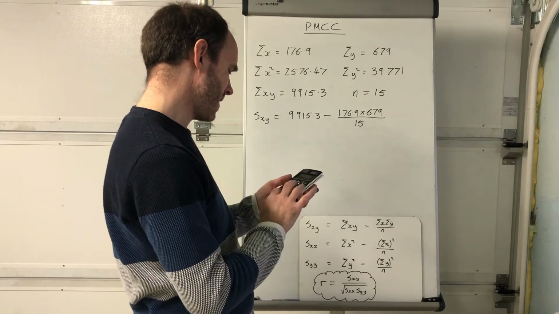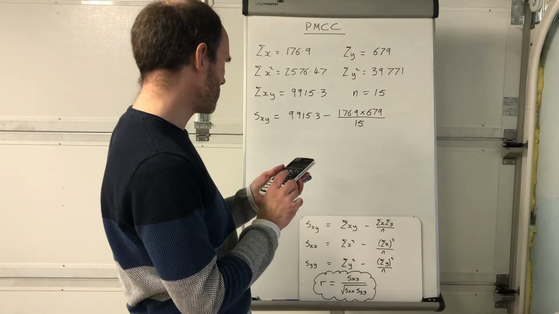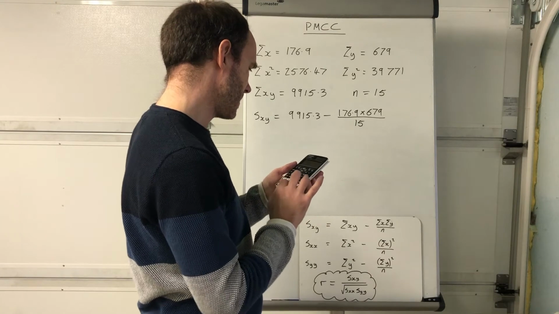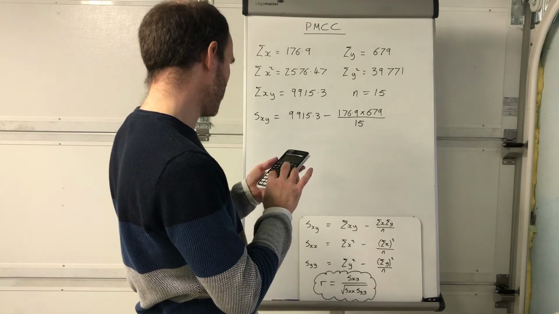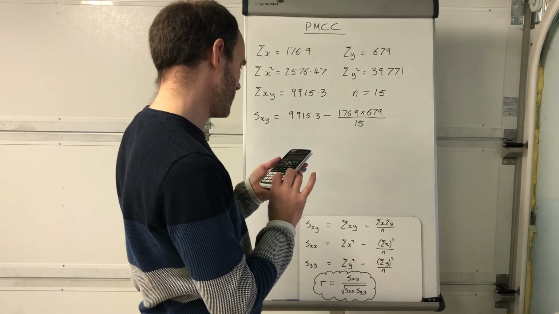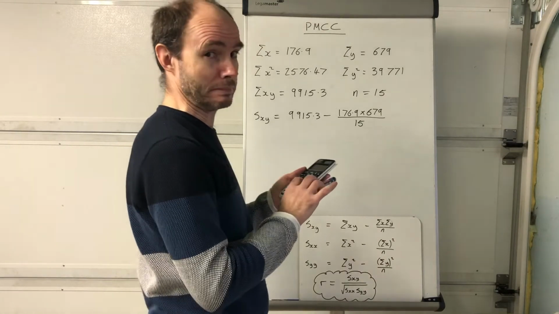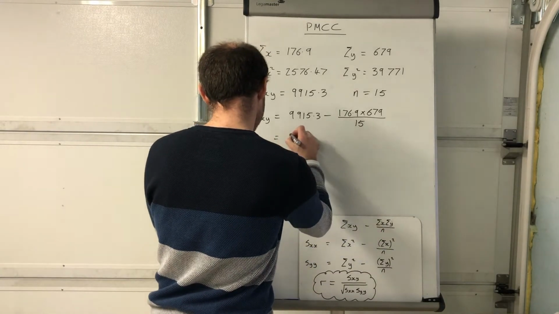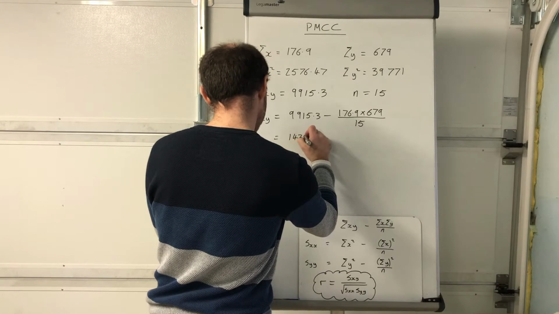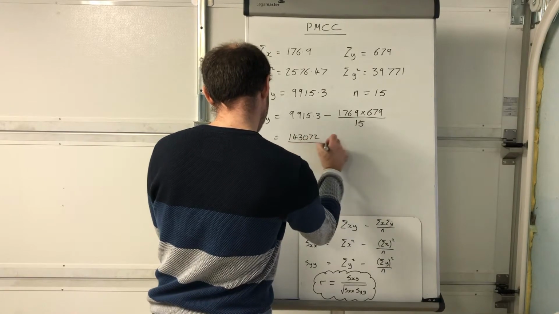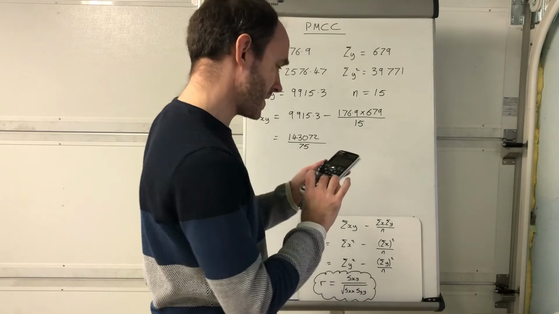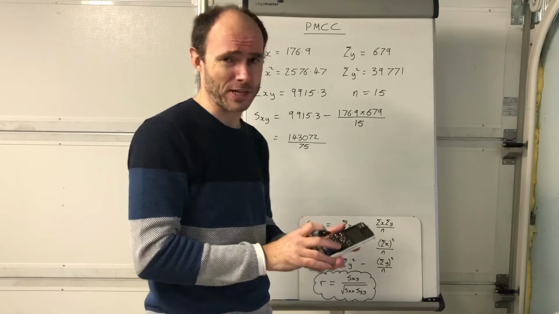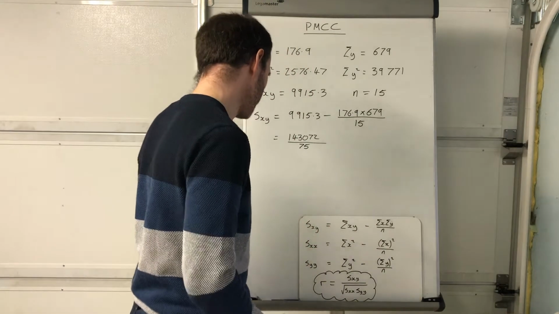Imagining that's not going to work out to be a nice value. When I say not a nice value, we'll see: 176.9 multiplied by 679 divided by negative 15, added to 9,915.3. Not a particularly nice value. So I've got 143,072 over 75. Yes, I checked the decimal equivalent and it's not much better. At least I know the fraction is an exact value. So I've got that.